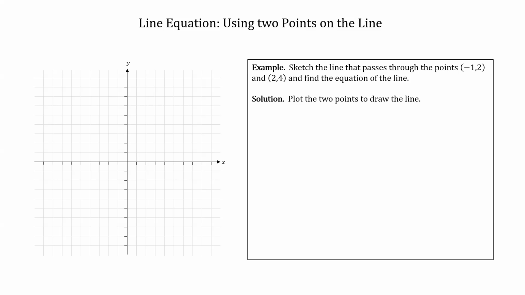So the first point is (-1, 2), which is here, and the second point is (2, 4), which is here. Hence the line looks like this. So we've got a picture of the line here. Now let's try to find its equation. How can we do that?